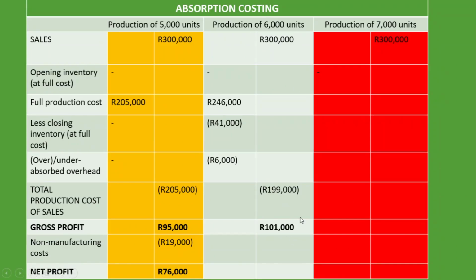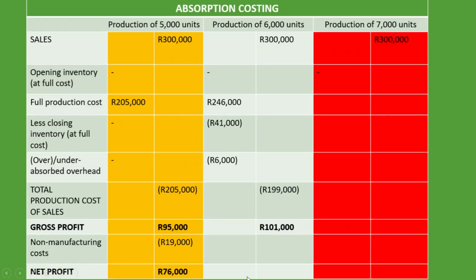Now what you can see there, there's a difference between the gross profit between the two, even though we sold the same amount of units. And the reason for that is because some of the fixed production costs are lying in inventory, are tied to the closing inventory, because we divide the fixed production cost to each unit that we have.